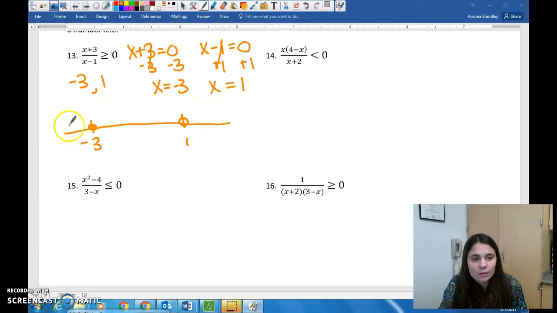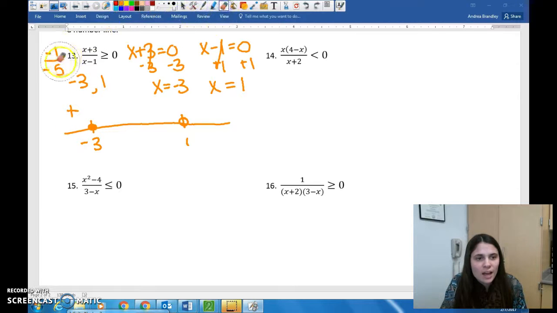And then at this point, I need to test each of these three intervals. So I've got to plug in a number from here, here, and here. So I'll start with over here. I need a number less than negative 3, so I'll just do negative 4. Negative 4 plus 3 is a negative 1. And then a negative 4 minus 1 is a negative 5. And a negative divided by a negative is a positive. So numbers over here give me a positive solution.